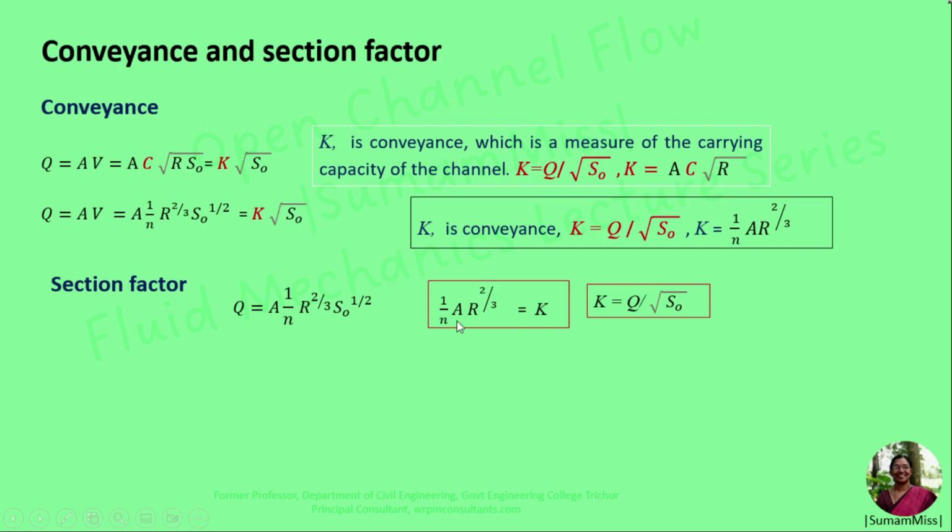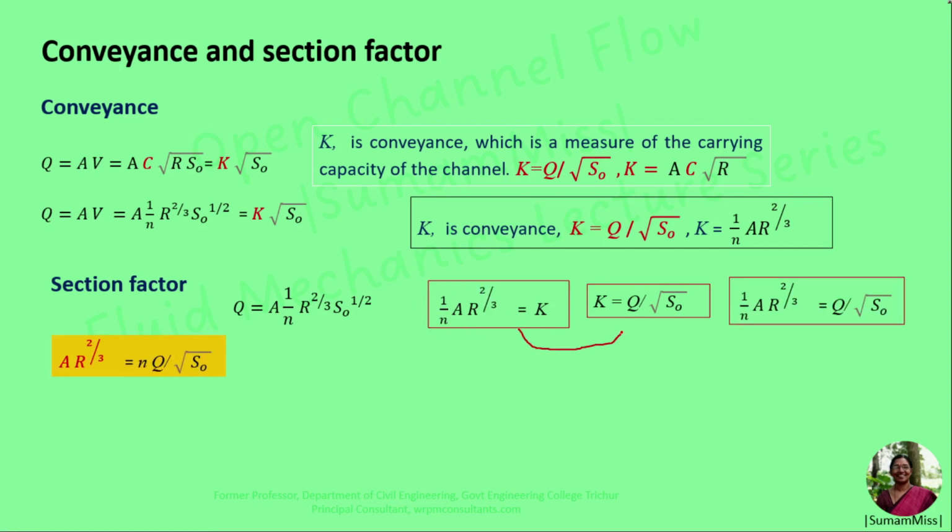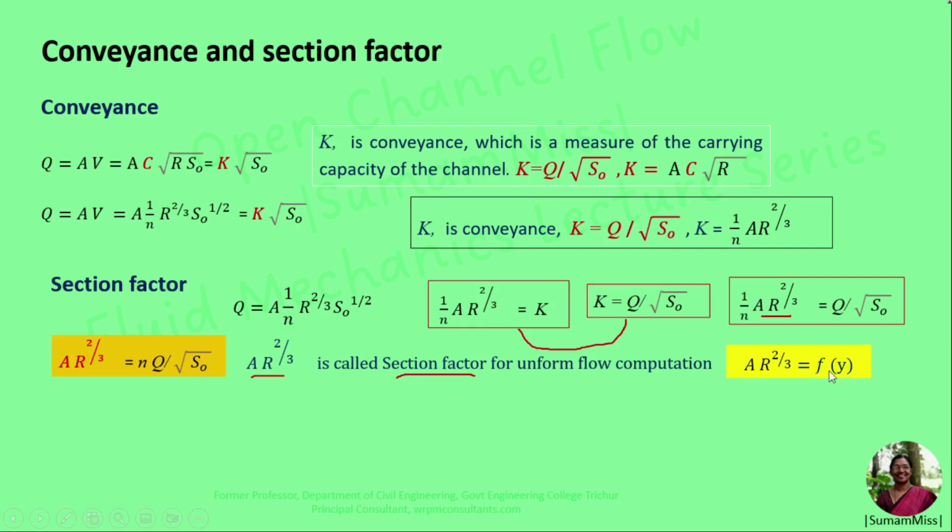Or if the channel roughness and geometric variables are available, then we can calculate the conveyance based on this expression. Equating these expressions, 1 by n A R raised to 2/3 equals Q divided by root of S naught. Or we can rewrite this expression as A R raised to 2/3 equal to n Q divided by root of S naught. This A R raised to 2/3 is called the section factor for uniform flow computation. It represents the geometric variables, and can be written as a function of y.